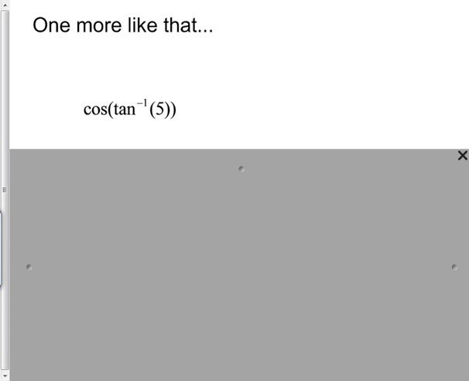One more like that. See if you can handle this one all by yourself. No calc. Inverse tangent of 5. I bet this is not one of the ones that you're going to have memorized.